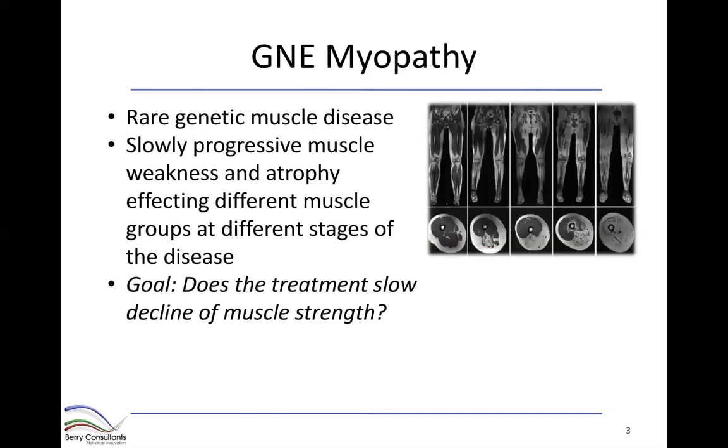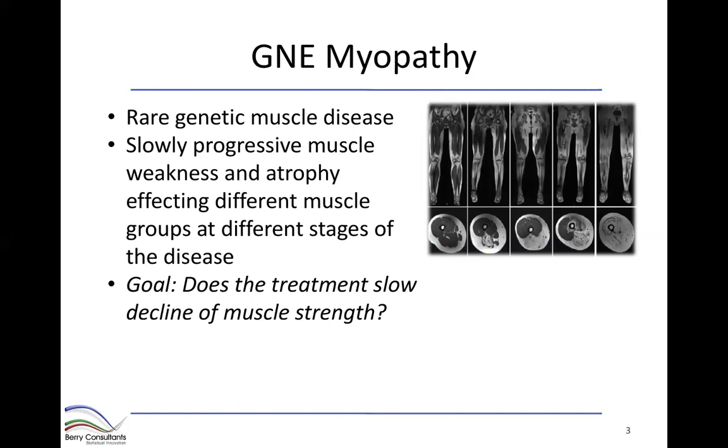Another very different disease, but also a genetic progressive rare disease, is called GNE myopathy. GNE myopathy is characterized by a slowly progressive muscle weakness and atrophy, and it affects different muscles at different stages of the disease. Subjects often are diagnosed with the disease by actually starting to trip when they walk. So it starts in the ankles and works its way up.